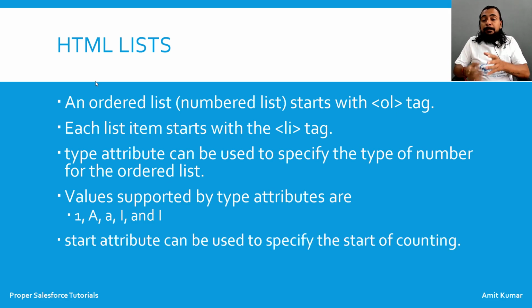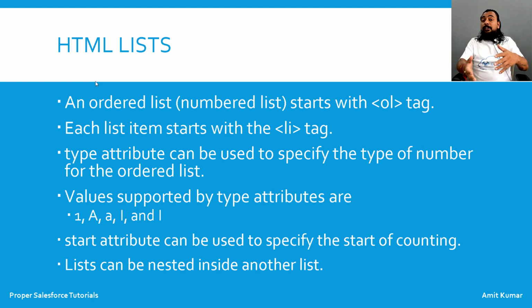Along with the type attribute, in an ordered list you also have a start attribute, and with the help of the start attribute you can specify the value from which this specific list will start. So if you specify start as 4, the first element in that list will start from 4. One more point to be noted here is that lists can be nested inside another list. That means you can have nested lists as well.